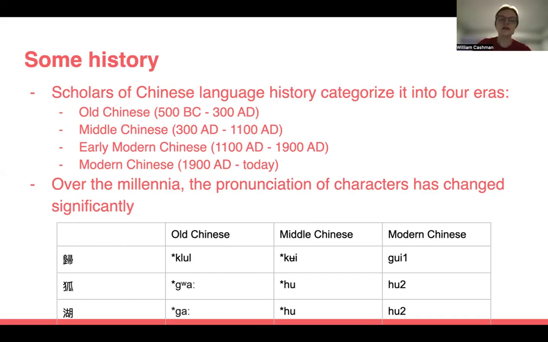But what about in Old Chinese? In Old Chinese, hu as in hu li was gua, and hu as in lake was ga. And then in Middle Chinese, they became hu and hu. So they became homophones by that point. And then in Modern Chinese, hu and hu. And it's also important to note that Old Chinese did not have tones because they were not needed to differentiate words. And Middle Chinese, the development of tones was in progress.